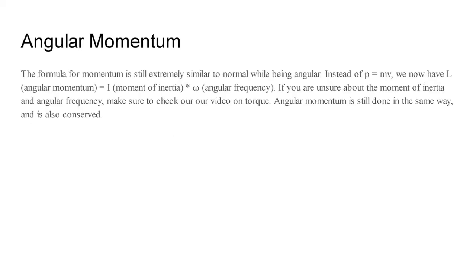The formula for momentum is still extremely similar to normal while being angular. Instead of P equals mv, now we have L, which is angular momentum, equals I, moment of inertia, times omega, which is angular frequency. If you're still unsure about the moment of inertia and angular frequency, make sure to check out our video on torque. Angular momentum is still done the same way and is also conserved.